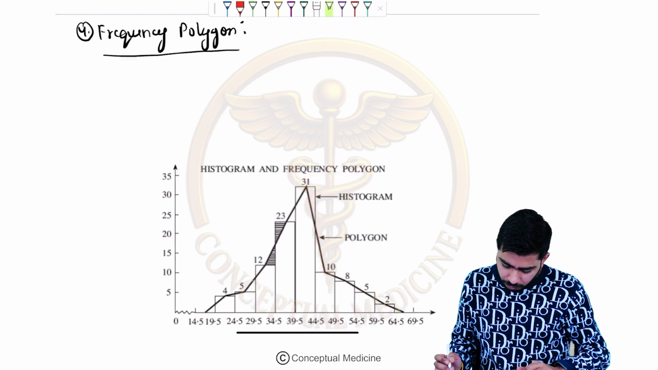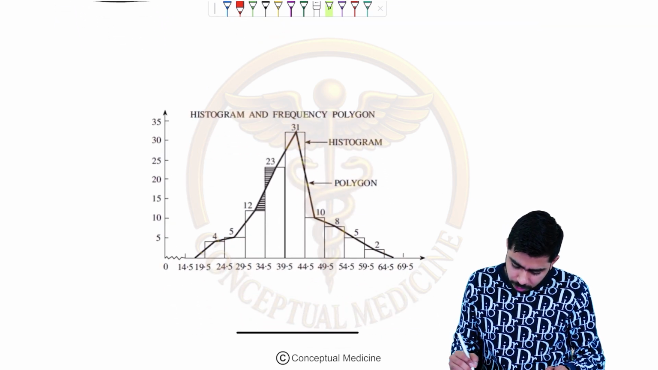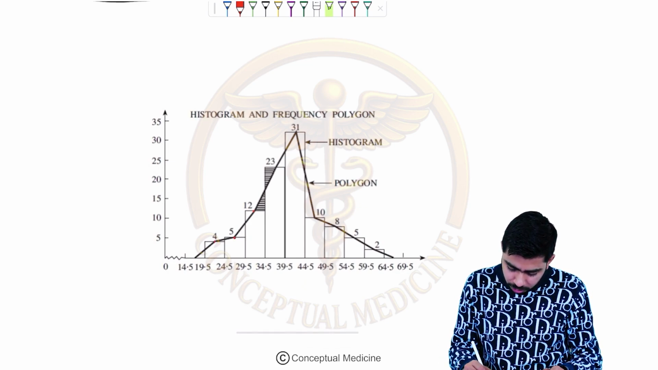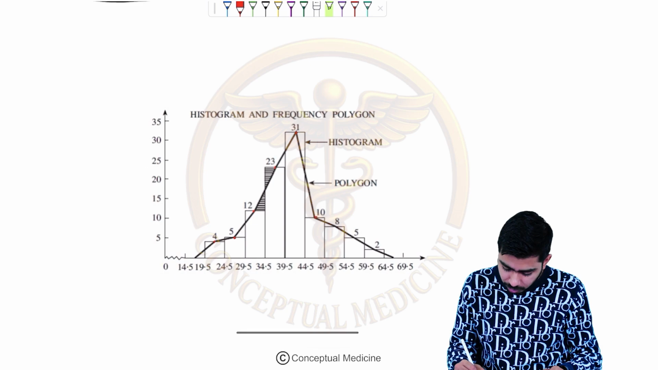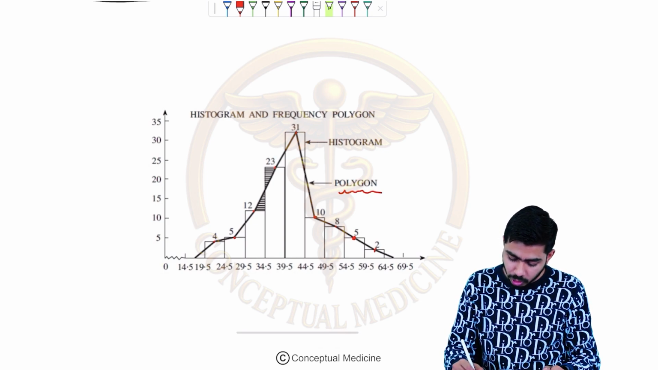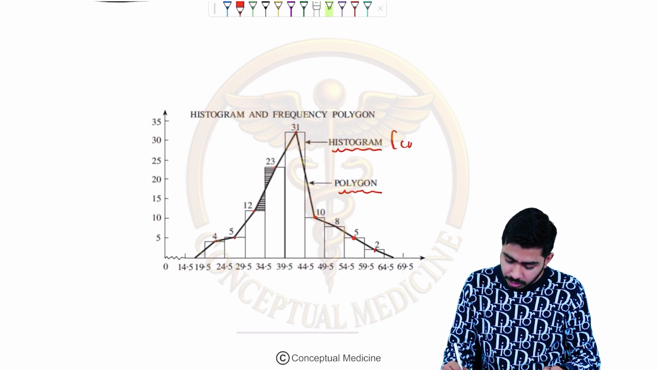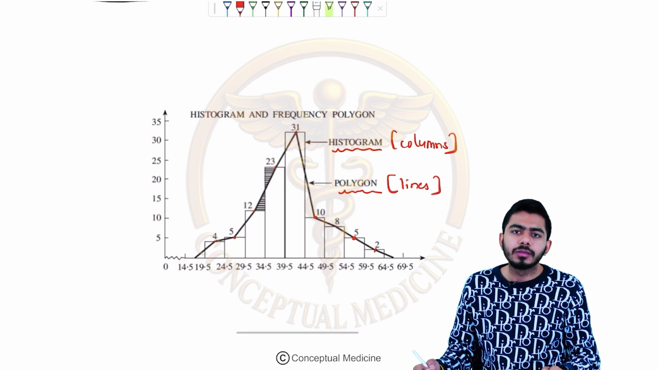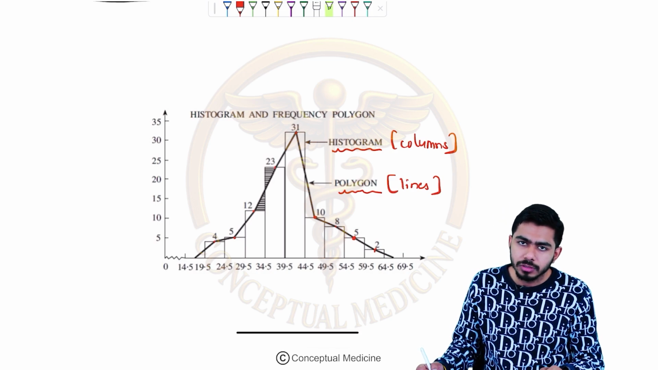In the diagram there was a histogram, and if I join the centers, the dots of the histogram, I get the frequency polygon. You just need to join the dots. That's it, your job is done. So this is called the polygon: the histogram is represented by columns and the polygon is represented by the lines, joining the centers, joining the dots.